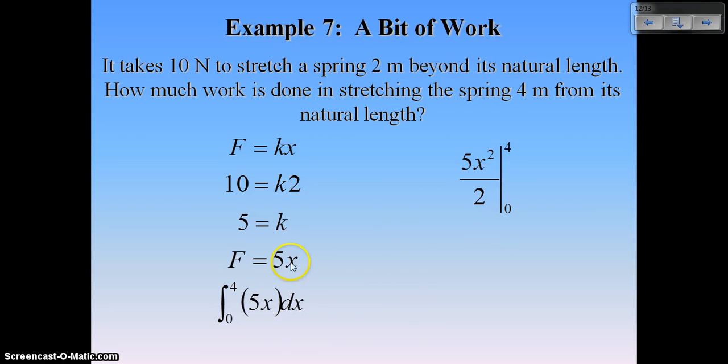Let's work this one out by hand, as it's so simple. That would be 5x squared over 2 from 0 to 4. Plug in your 4, plug in your 0, subtract, and we get 40 Newton meters, or if you chose to, you could say 40 joules.